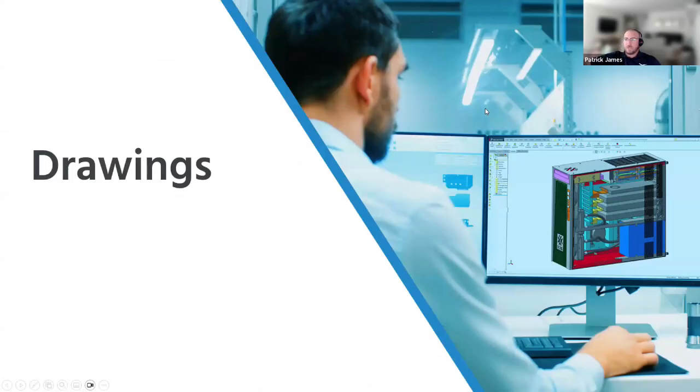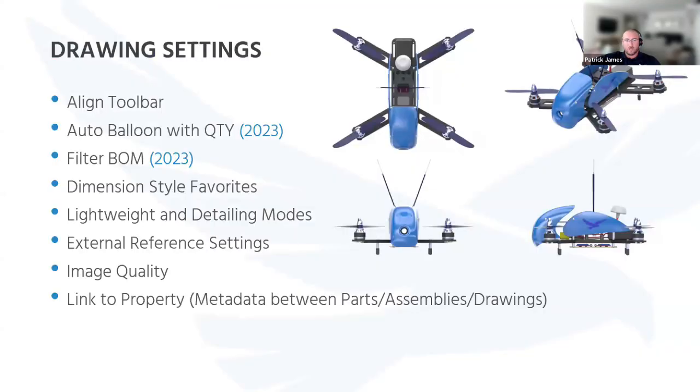All right, on to drawings, and then we should have some time for some questions if anyone has them. So move right along here. A couple of different things near the align toolbar for aligning mates, an auto balloon feature with a quantity, filtering our BOM, so actually the ability to sort and even hide certain components. We have some dimension favorites, detailing modes, external reference settings.